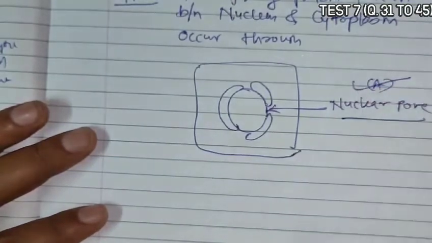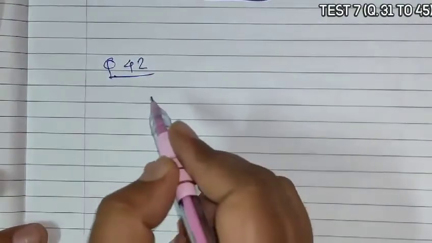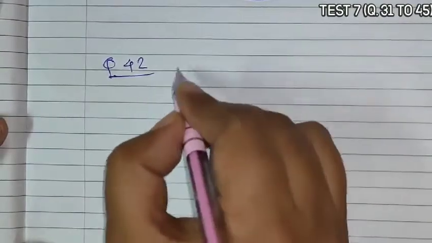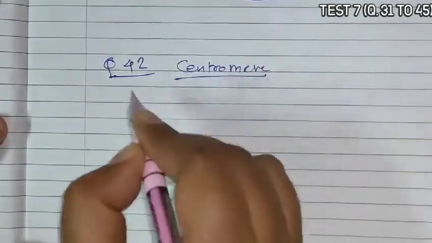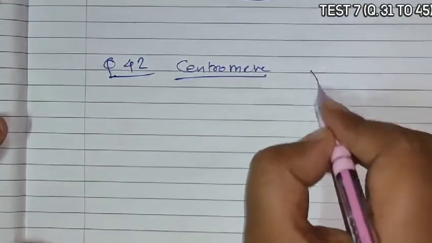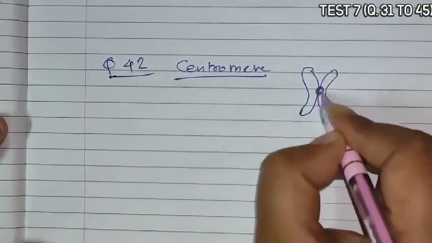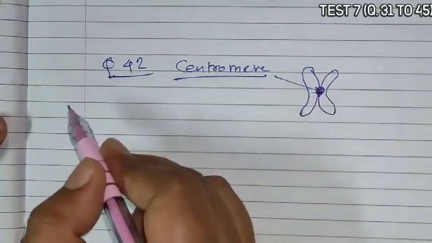That is option A. Question 42. Question 42 asks that centromere is concerned with. Now the centromere is nothing but a region where fusion of two chromatids occurs. So in a chromosome, the fusion of two chromatids occurs at a point that is known as the centromere.